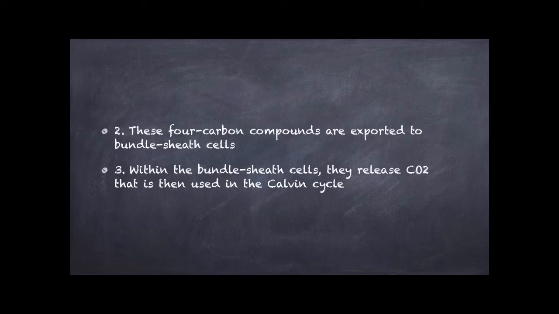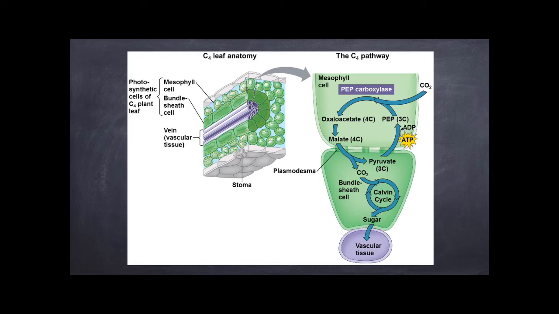The 4-carbon compounds, for example malate, will move into a bundle sheath cell through a plasmodesmata, which we talked about earlier is a super narrow passageway of cytoplasm that passes through the cell walls, connecting cells that are next to each other. So it's like a secret tunnel between cells for communication, which is beneficial in this case. Then in the bundle sheath cells, carbon dioxide is released and enters the Calvin cycle. Once it enters the Calvin cycle, sugar will be made.